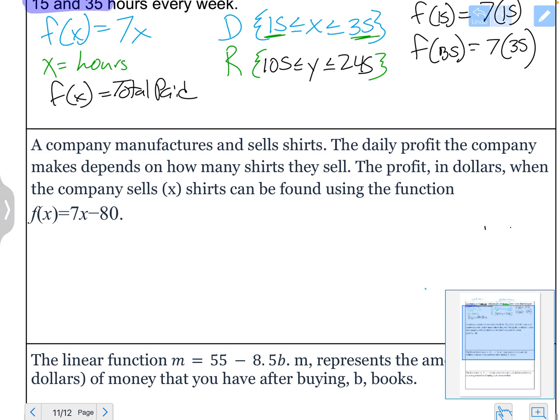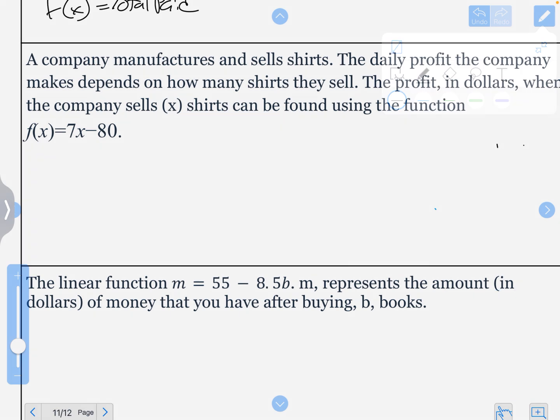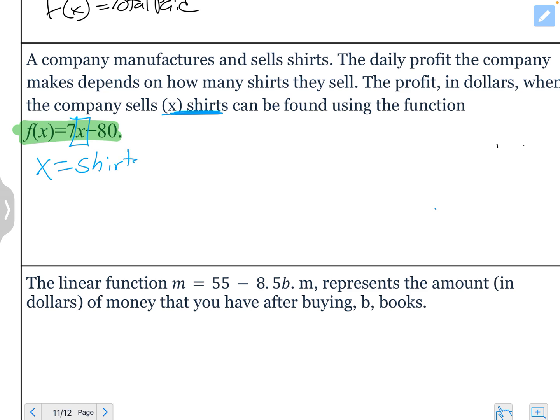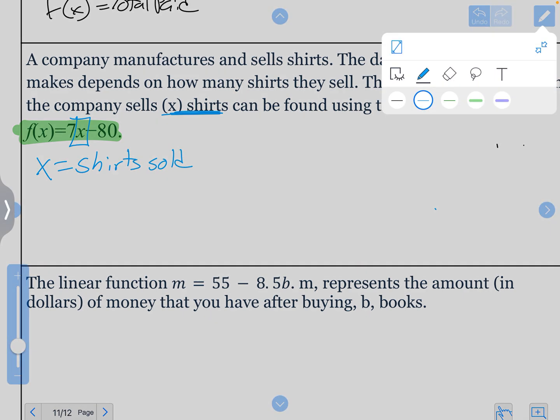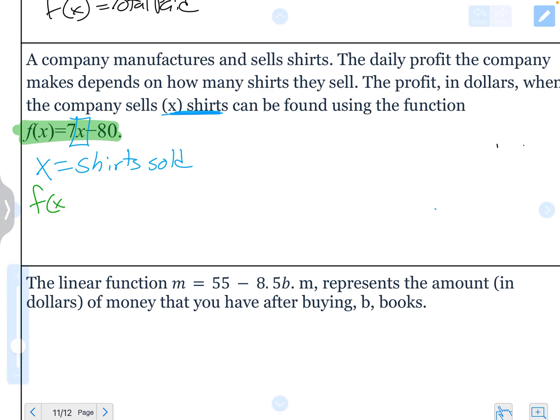All right, so a company is selling shirts. The daily profit the company makes depends on how many shirts they sell. The profit in dollars when the company sells x shirts can be found with the function. Oh, they gave us an equation. They're so nice. So we need to figure out what our x equals in the equation. So x is going to be shirts sold. Okay. And so now we have to find our f of x. So the profit in dollars. So profit is going to be our f of x, or our total money made.